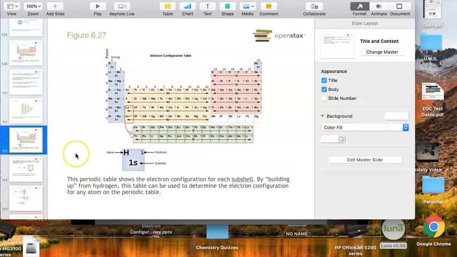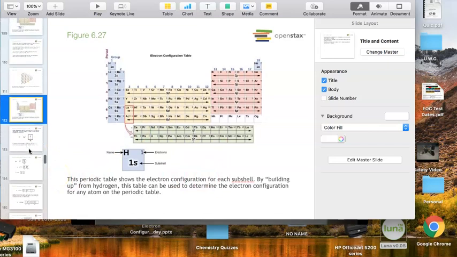All right, so we've seen this before. This is a color-coded periodic table. I would suggest you use this when you're trying to figure out electron configurations. It tells you the energy levels, and it tells you the subshells, and it's color-coded based off subshells. And that's really important to use when you're learning electron configurations.